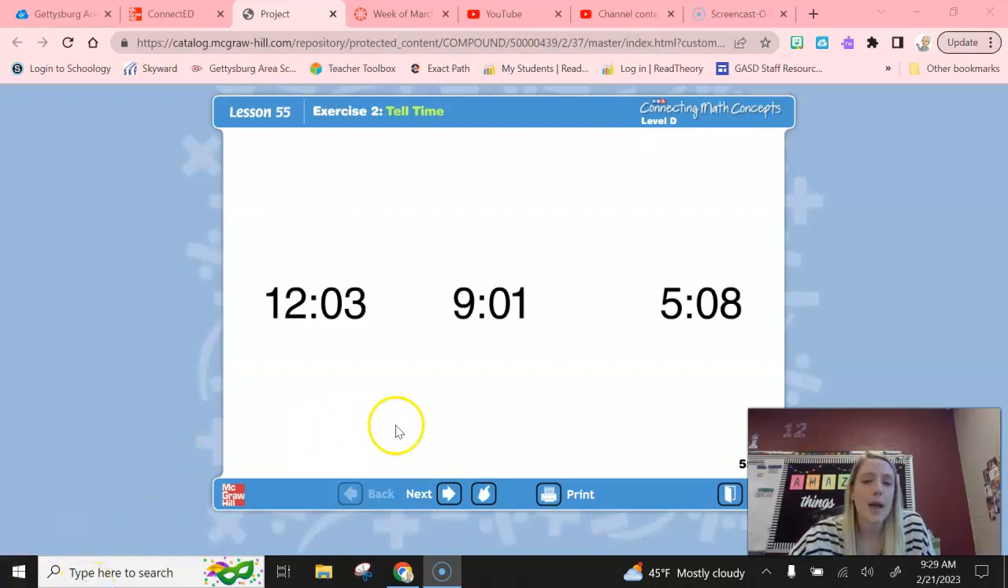Take a look at my screen here. I have 3 different times listed, and I want you to read these times. So I'm going to read the first one to you, and then I want you to read the next ones to me. So the first one, we read the hours first, and then the minutes. It is separated by a colon. So 12:03 would be the time. How about this one? What time is this? You should have said 9:01, and this one, 5:08.